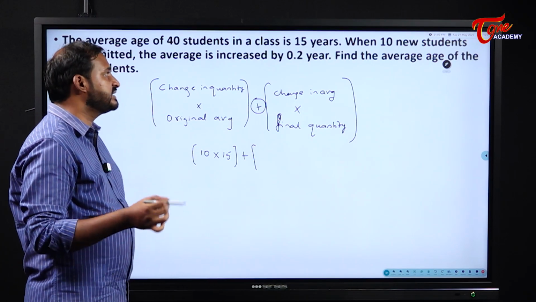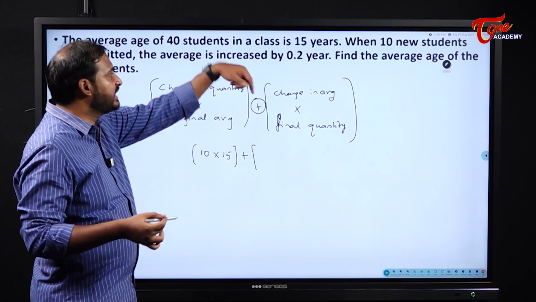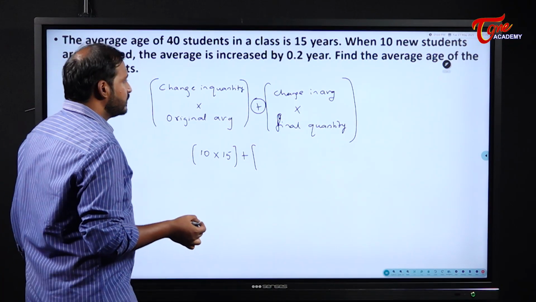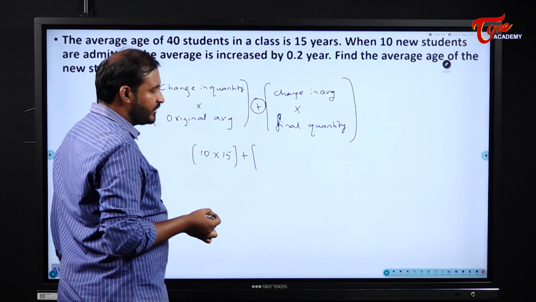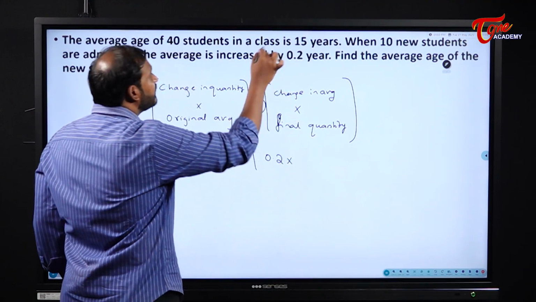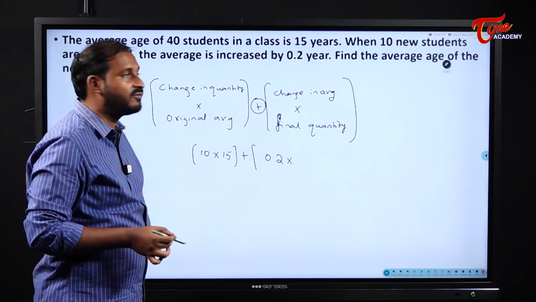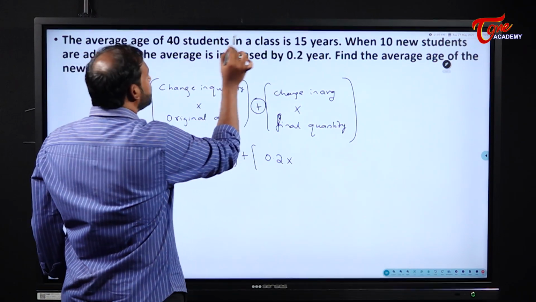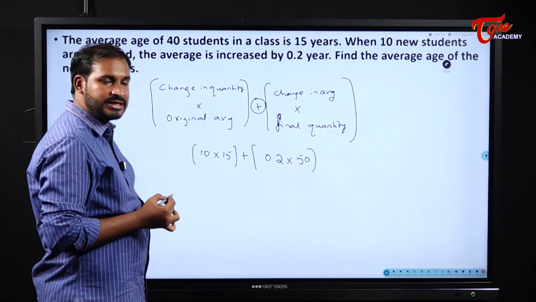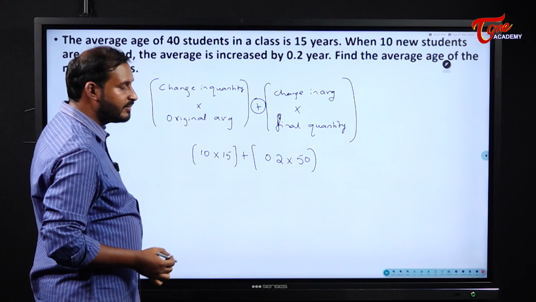The average is increased by 0.2, so you should take it as plus 0.2. Okay, the change is 0.2. And what is the final quantity here, students? The final quantity is 40 plus 10, 50. So 10 15s, first of all, we will change.